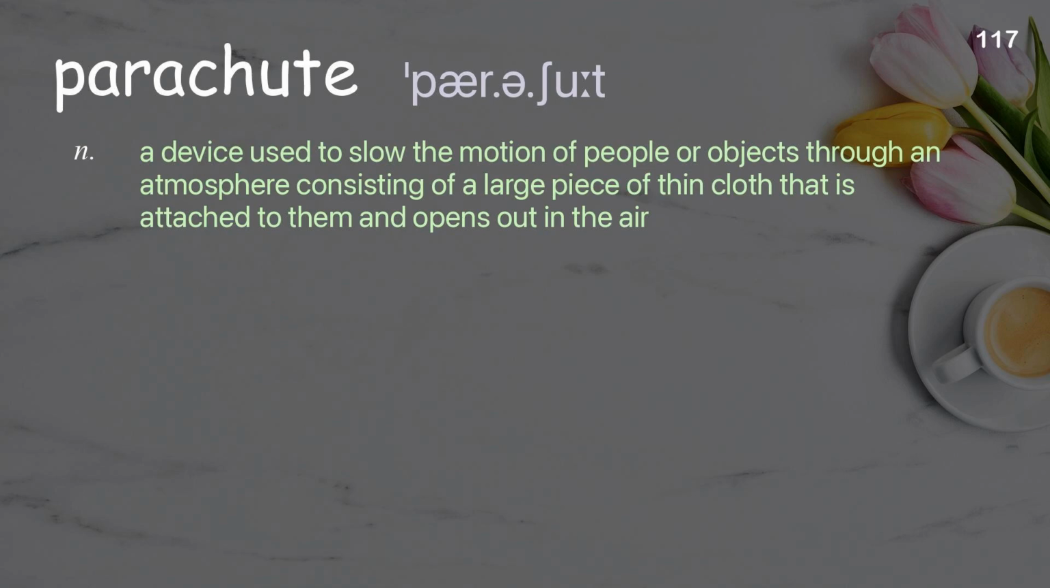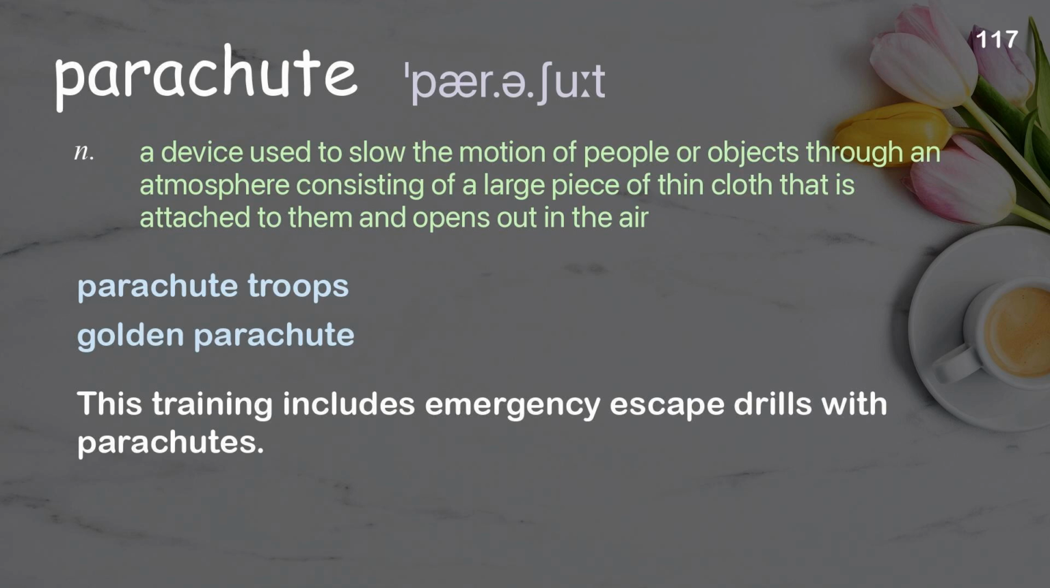Parachute. A device used to slow the motion of people or objects through an atmosphere, consisting of a large piece of thin cloth that is attached to them and opens out in the air. Examples: parachute troops, golden parachute. This training includes emergency escape drills with parachutes.